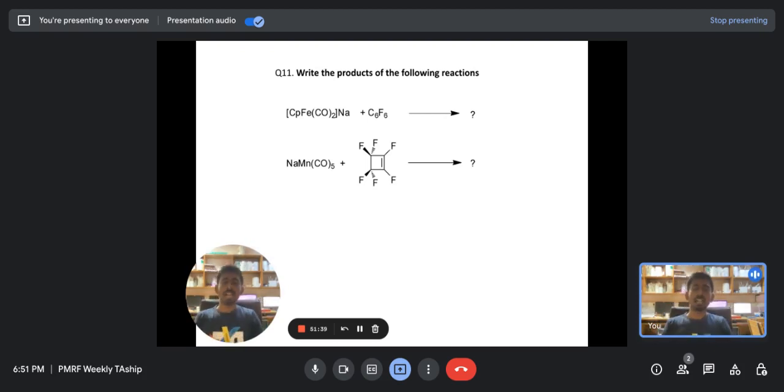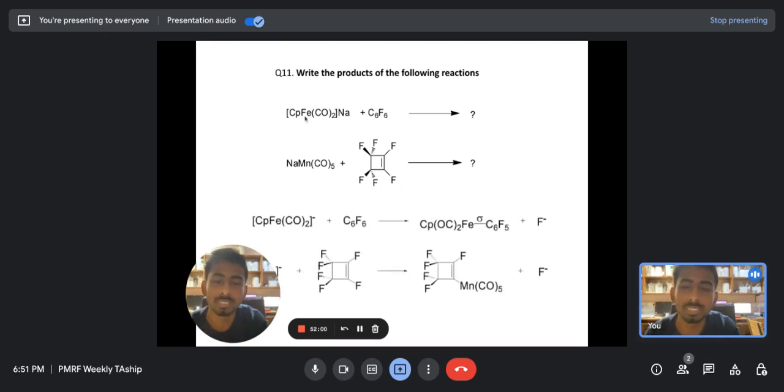So here the question is, write the product of the following reactions. The first is CpFe(CO)2Na when it is treated with C6F6, and the second is when Mn(CO)5 is treated with this hexafluorocyclobutene compound. So here's the answer.